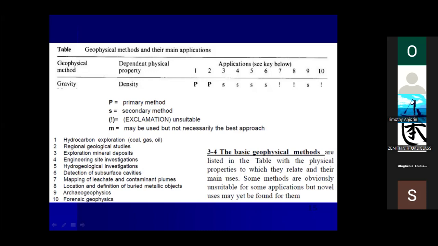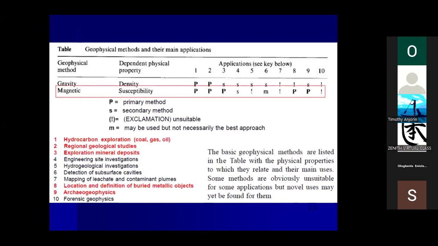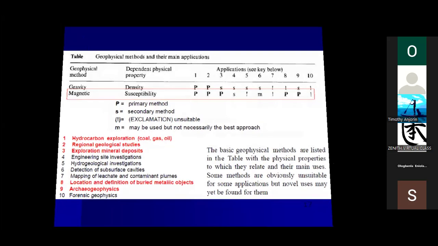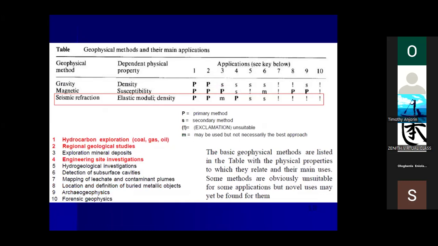You can see your magnetic method, which is number two. What can you use your magnetic method for? You can use it for hydrocarbon exploration, regional geological studies, and exploration of mineral deposits. So you can see what they can be used for, and as it proceeds, you see what different methods can be used for.